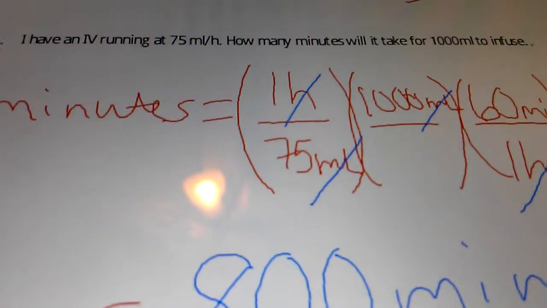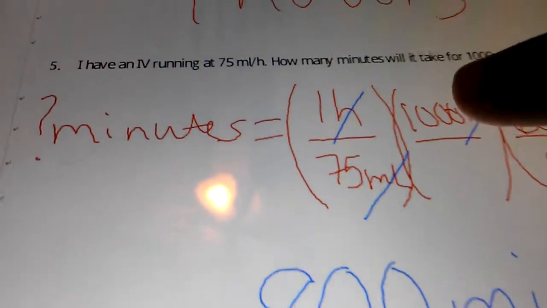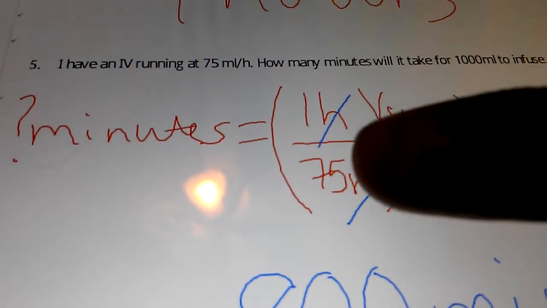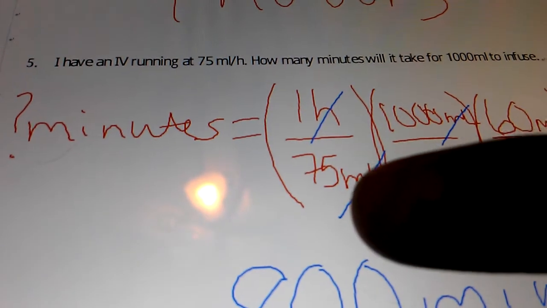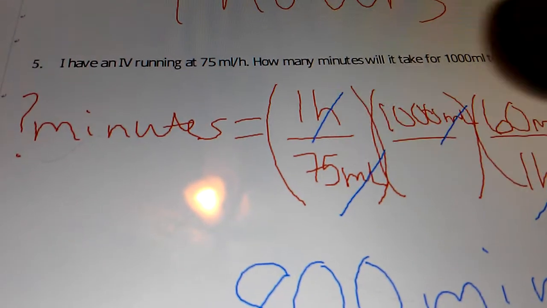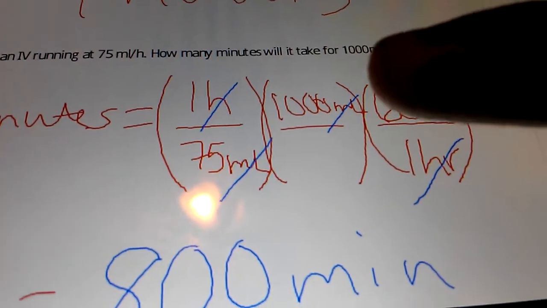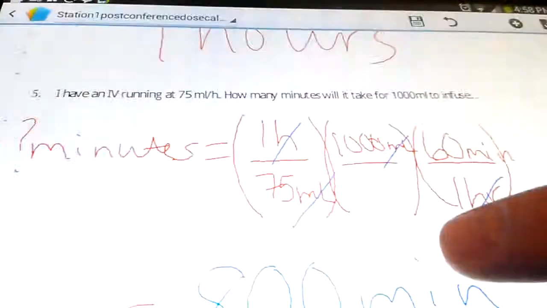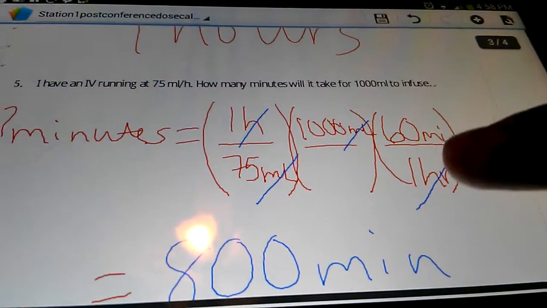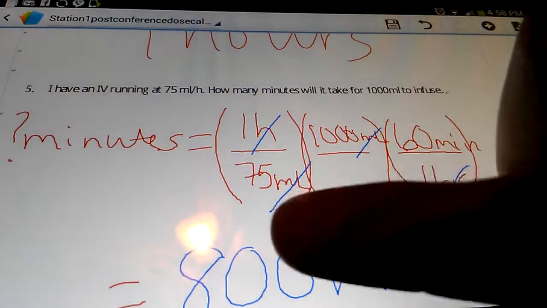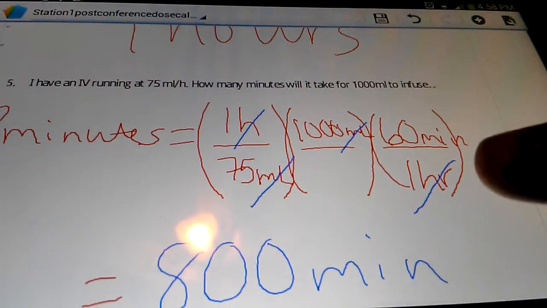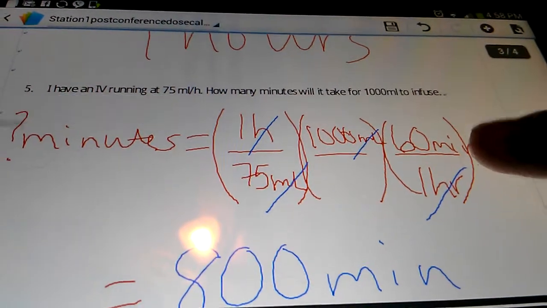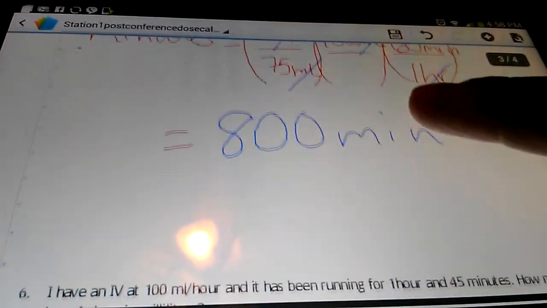I know that I have 1,000 mils to infuse, so I've got that on top. And I know that 75 mils goes in over an hour, and I also need to change that hour over to minutes. That's why I've set it up this way. Now if I cross out hours and cross out mils, what I have left is minutes. So I know I'm getting the right answer, 800 minutes.